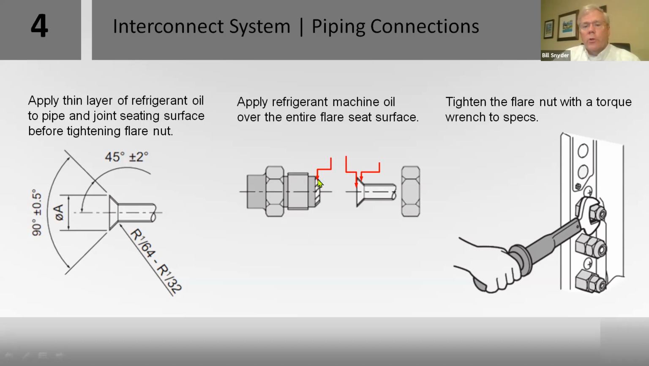They recommend that you put a little drop of oil on the inside and the outside of the flare, a little bit on the fitting. I also like to put a little bit on the thread, so when you're torquing it down, you're not getting that binding as it's tightening down. Then it actually is a nice smooth tightening action until you hear the wrench click.